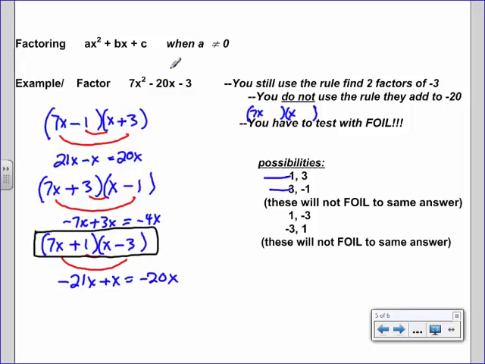And again, practicing these, you'll get to the point where you can zero in on the correct 2 or 3 best possibilities, especially when you have a lot of different factors.